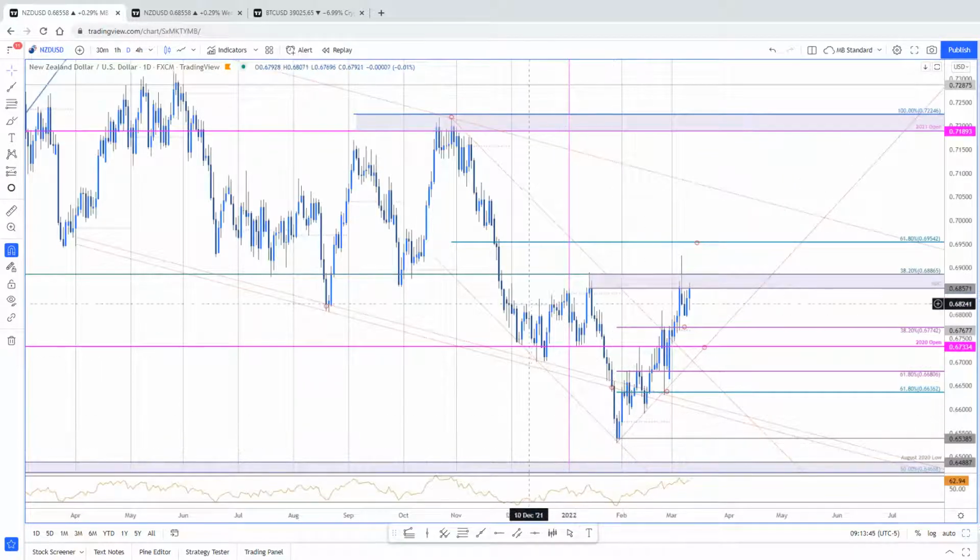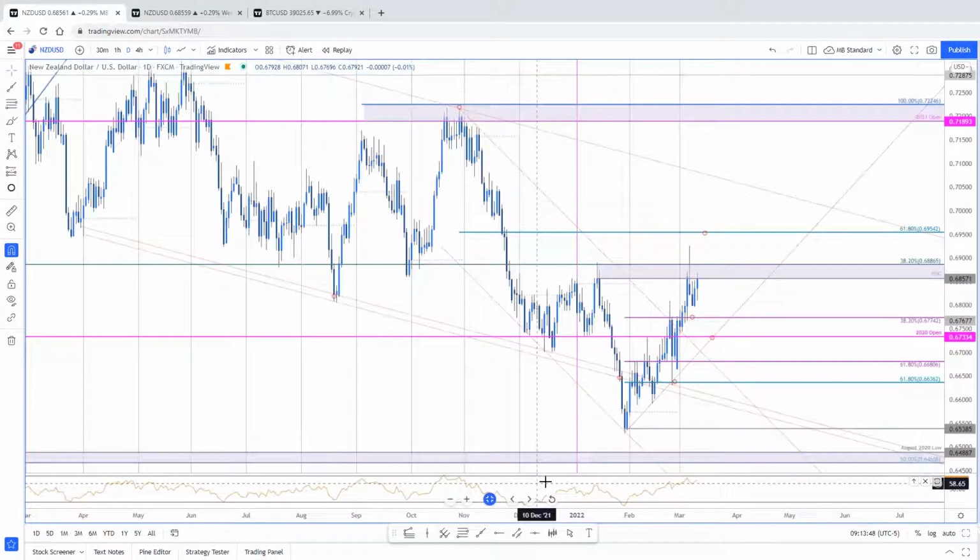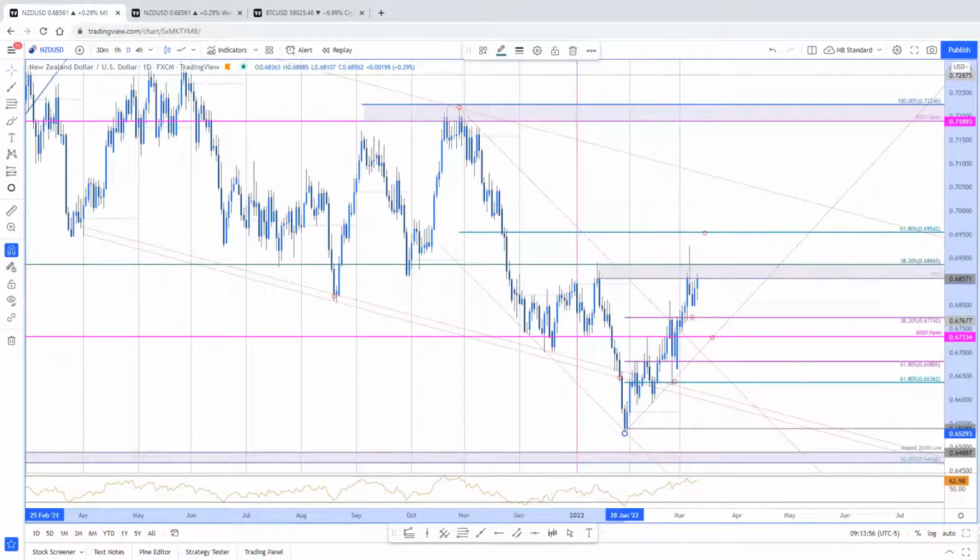Here's Kiwi dollar on the daily charts. Yearly high day close from February. We've already made a new high for the year, but the February high day close, the 38.2, gave us even a tighter zone here, 68.85, 68.57, 68.86. It's exactly where we petered out. It's also the range highs.